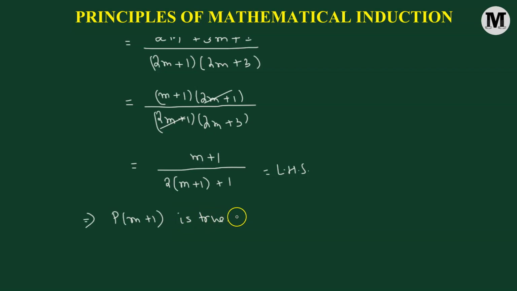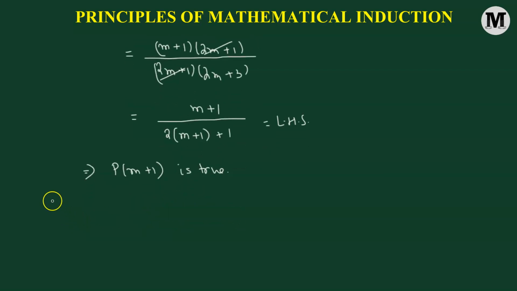So if P of m plus 1 is true, then we can now generalize it and say that hence P of n is true. This is a true statement for all n values belonging to the set of natural numbers. So here we have used the principle of mathematical induction to prove our problem.